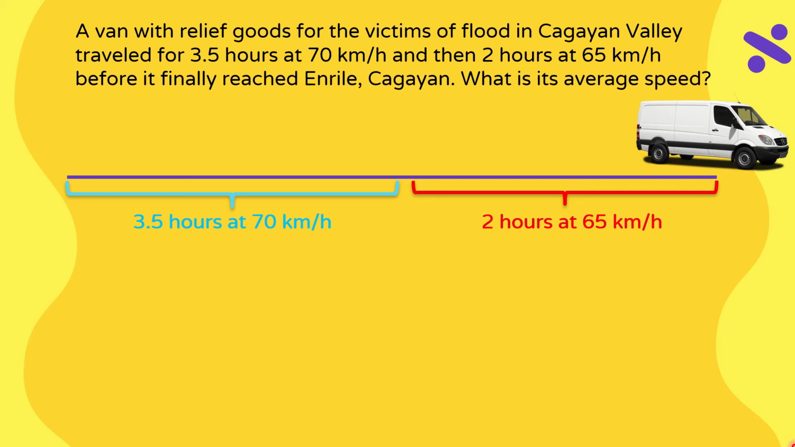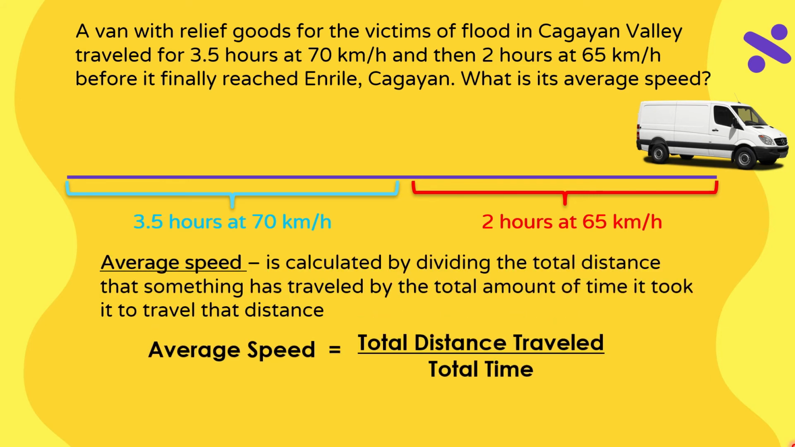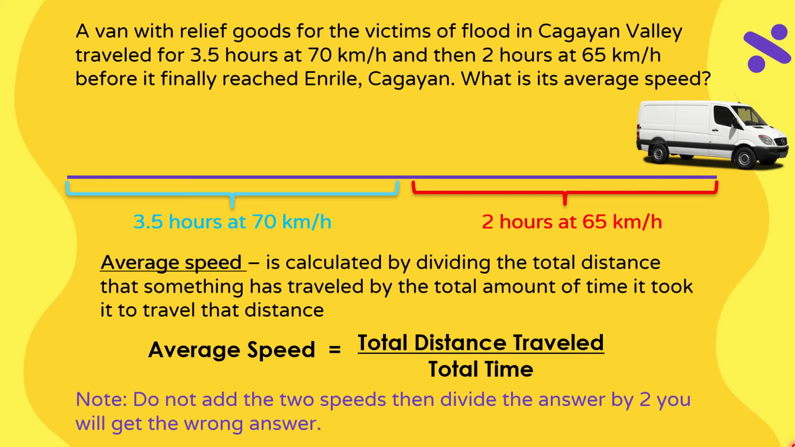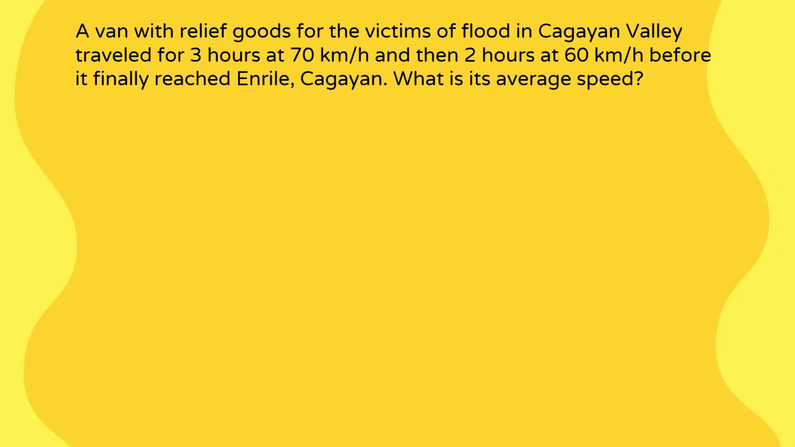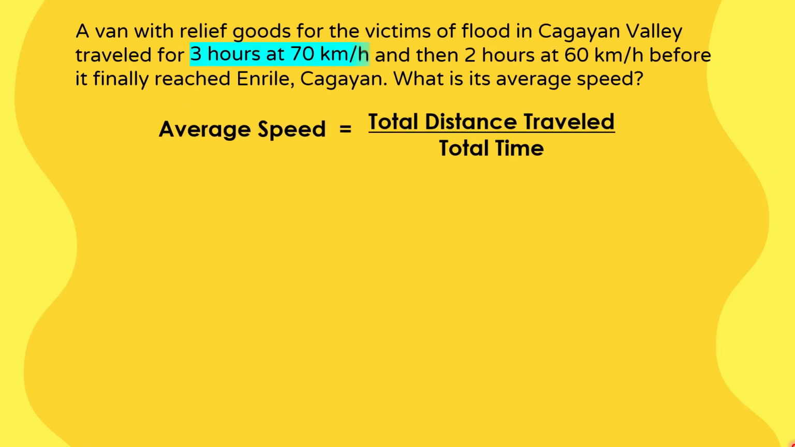When we say average speed, it is calculated by dividing the total distance that something has traveled by the total amount of time it took to travel the distance. Given the formula, average speed is equal to total distance divided by the total time. Let's have a reminder: do not add the two speeds, then divide the answer by 2. You will get the wrong answer. Okay, since we have 3 hours at 75 km per hour and then 2 hours at 65 km per hour, that would be our given.